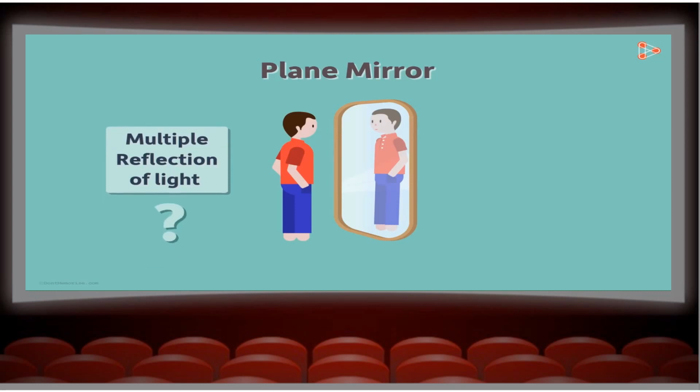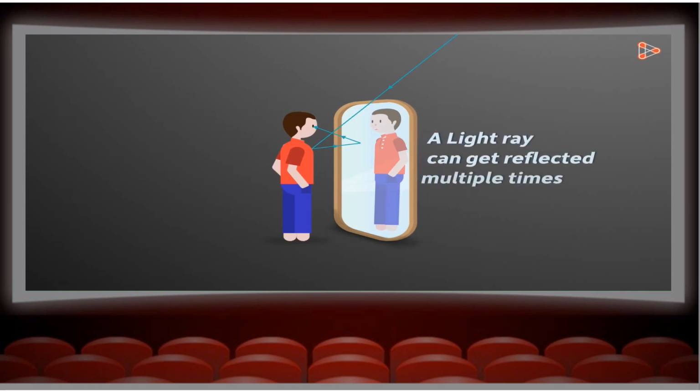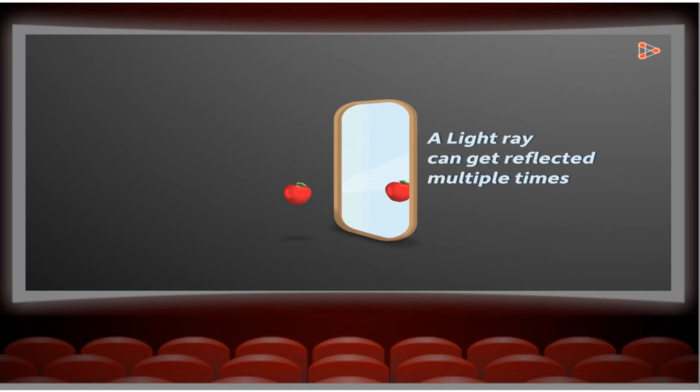How? The light rays from the source are first incident on our body. They bounce off from our body and fall on the surface of the mirror and again get reflected from there. This reflected light then reaches our eyes and we see our image. So what does this tell us? Yes, this tells us that a light ray can get reflected multiple times. The same thing happens for every other non-luminous object as well.